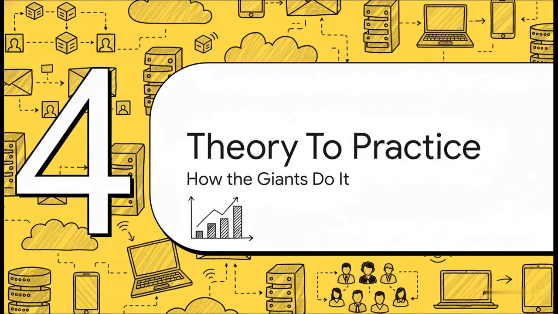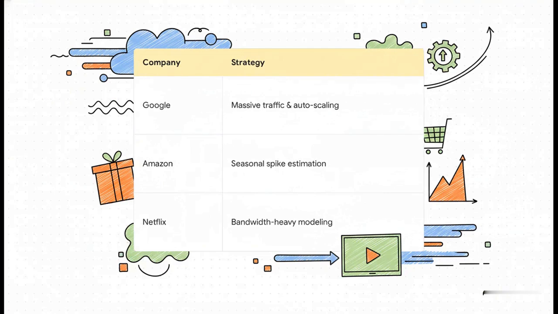And look, this isn't just some theory for a made-up app. This is exactly how the biggest, most successful tech companies on the planet operate every single day. And what's so cool here is seeing how each of the giants tunes this process for what they do. Google, for example, is obsessed with massive global traffic patterns. Amazon, they're all about planning for those huge seasonal spikes, like Black Friday. And Netflix, for them, it's all about bandwidth, right? They live and die by their ability to stream high-quality videos smoothly.